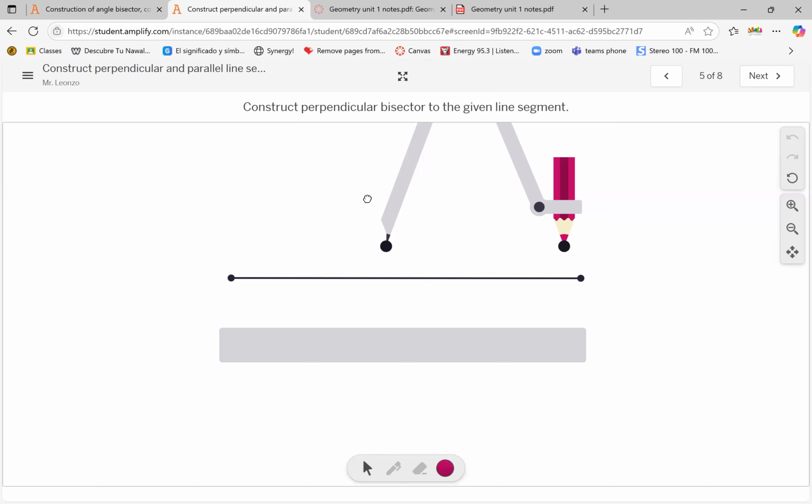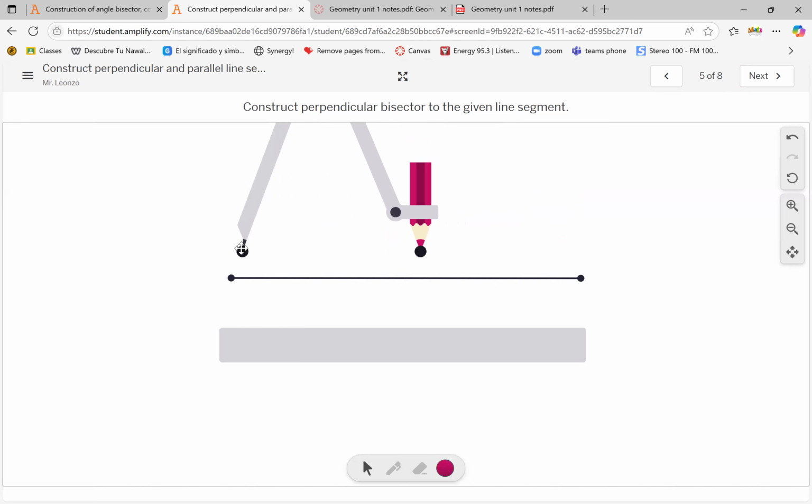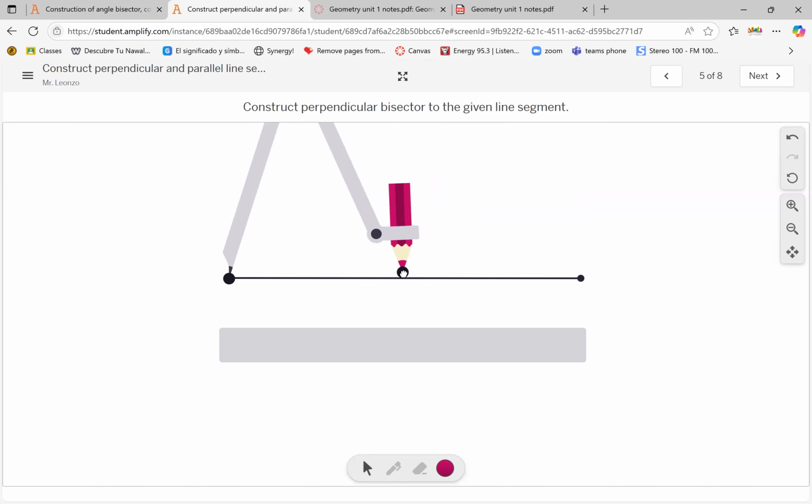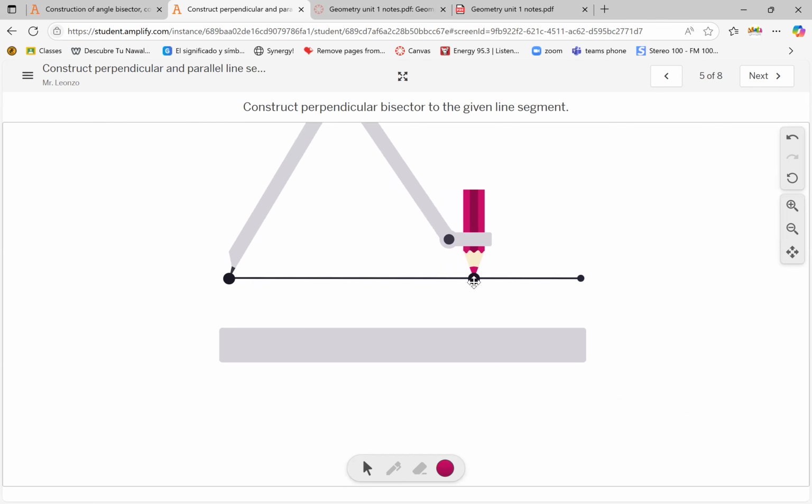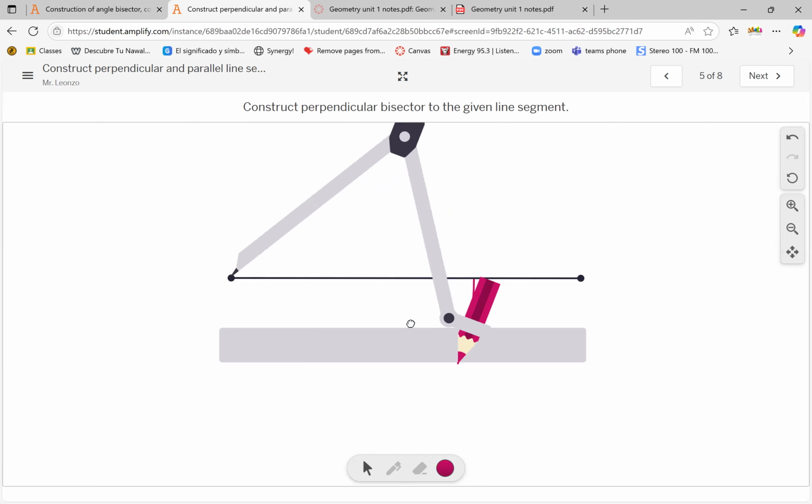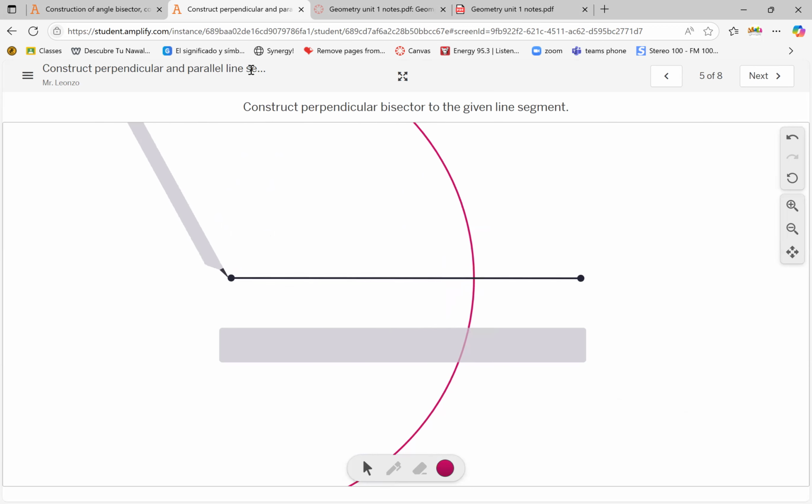What I'm going to do, I'm going to grab from the compass the point that doesn't have the pencil, and put it in one endpoint. Now I have an idea where the middle is. Roughly about here. Somewhere around there. Let me open my pencil to more than half, and then I'm going to create an arc. A big arc, because I want it to be seen on top and the bottom.